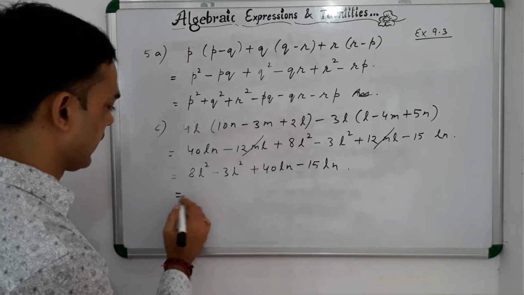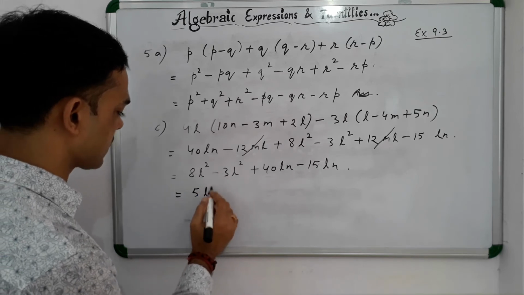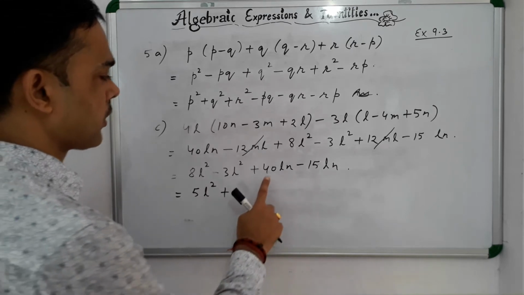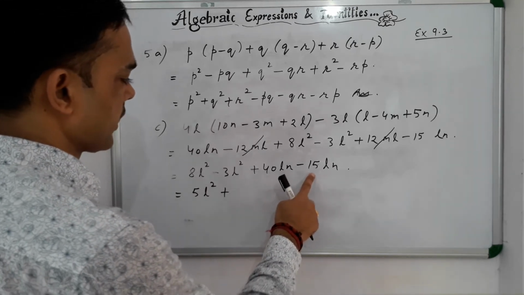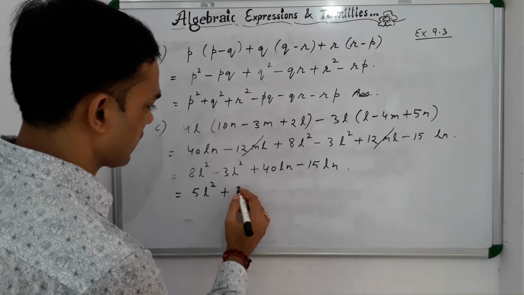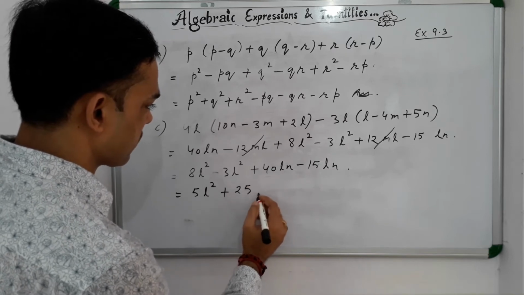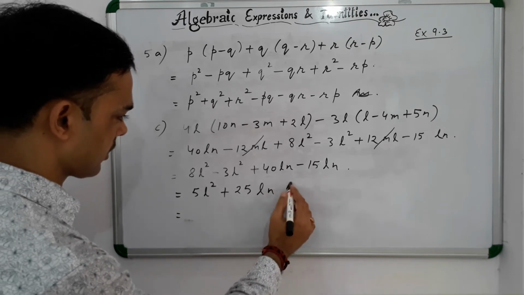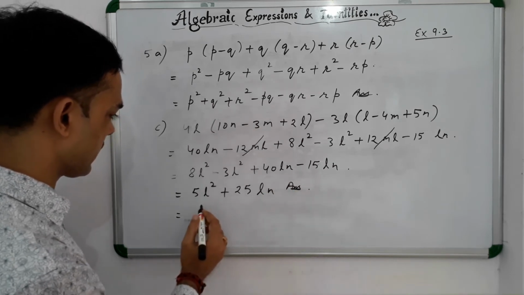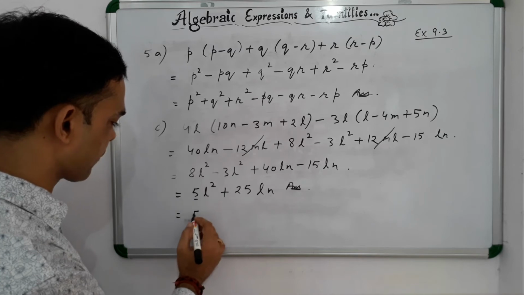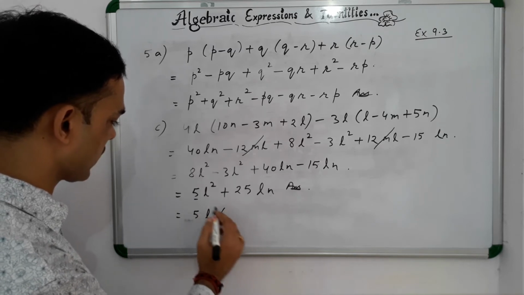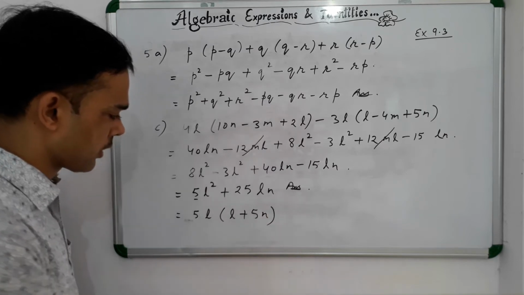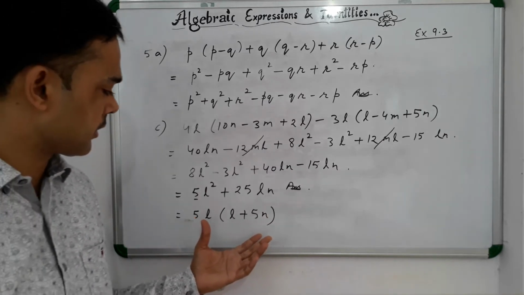Then 8 minus 3 is 5, so it is 5L square plus, and 40 minus 15 will be 25, so it will be 25Ln. So this is your answer, which can also be done as if you take 5 and L common, so here what will be left? L plus 5n. Okay, so you can also write the answer in this manner.